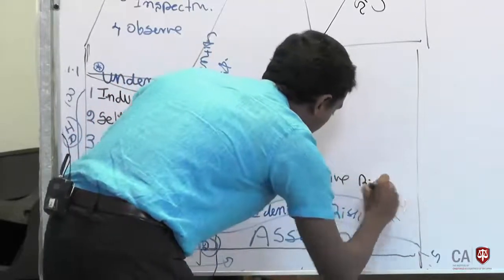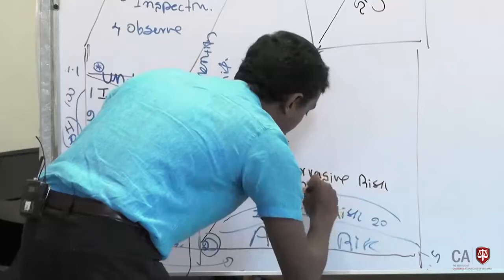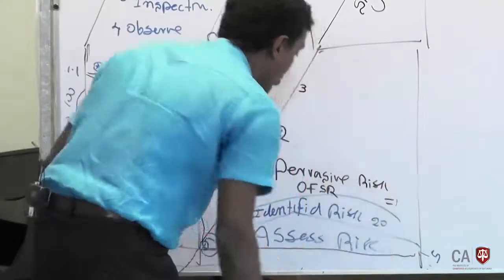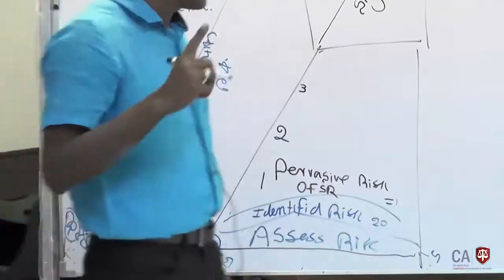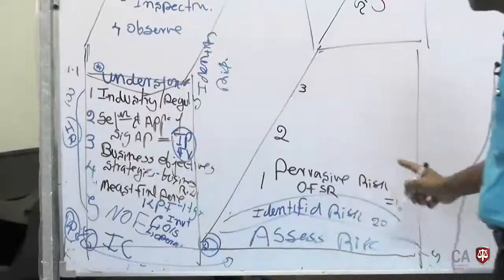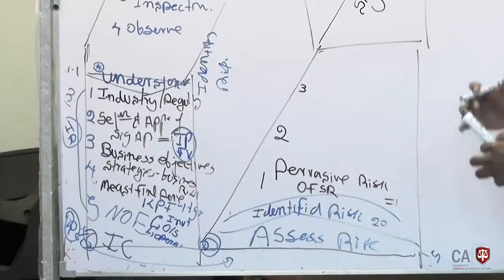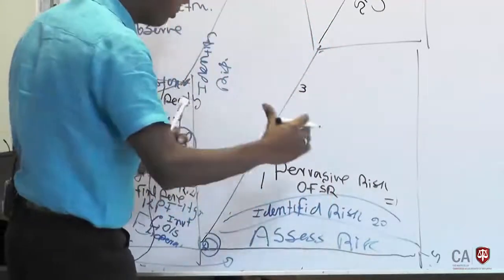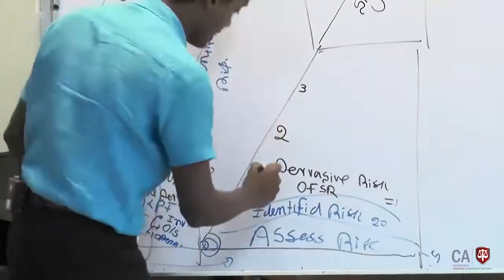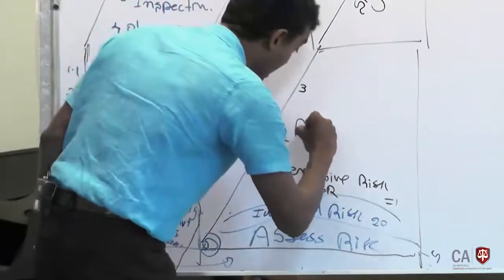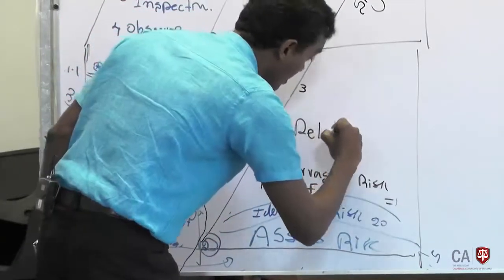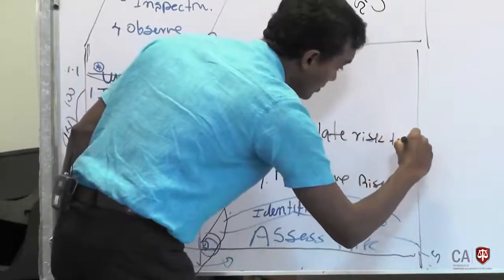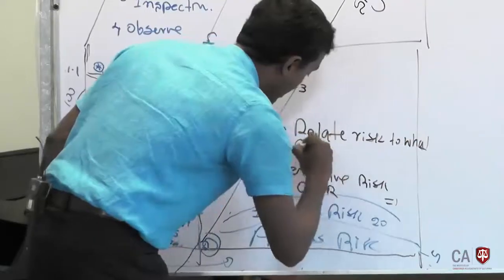Now, this pervasive risk we learned as overall financial statement risk. In the big mall example, can you tell me one of the pervasive risks? If the finance director is going to leave, that can have a pervasive impact. We don't know which balance will be affected, but as the auditor, you are supposed to relate this risk to assertions as much as possible. Therefore, your second point in risk assessment is to relate risk to what can go wrong at assertion level.